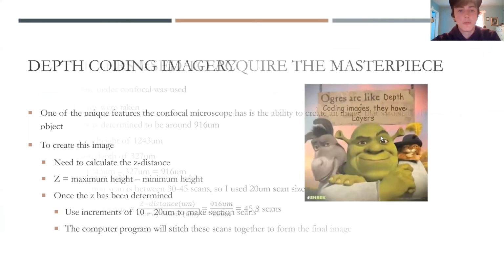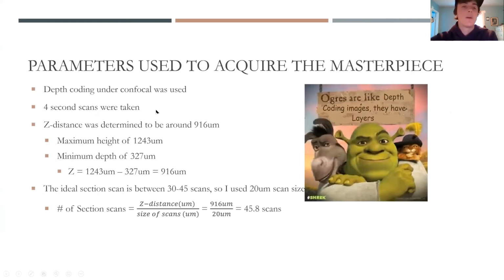Specifically for my masterpiece, the depth coding under confocal setting was used, and the Z distance was determined to be around 916 micrometers. This took the maximum height of 1243 micrometers subtracted by the minimum depth of 327 micrometers, which gave around 916. The ideal section scan for any object is between 30 to 45 sections. So I used a 20 micrometer scan size to get a final value of 45.8 scans to put my final image together.